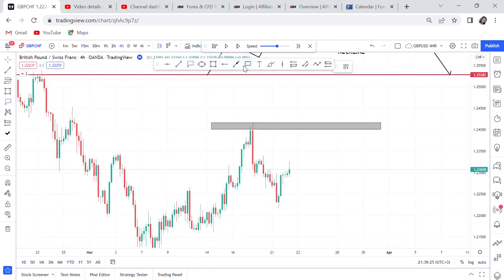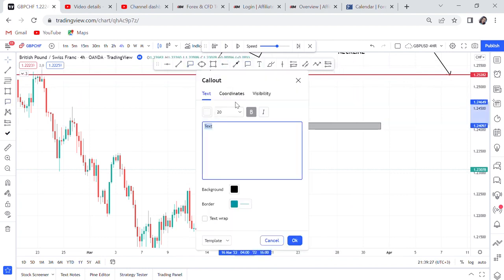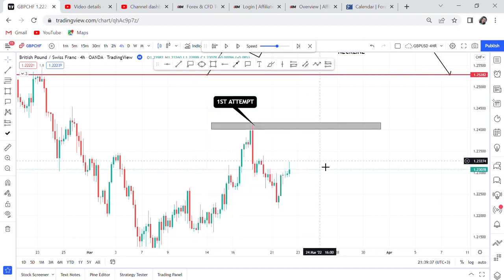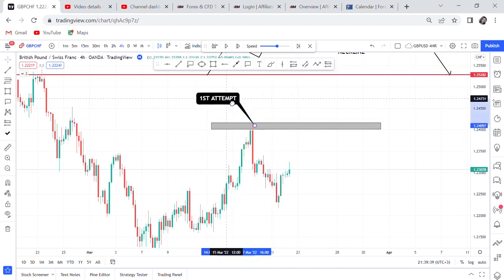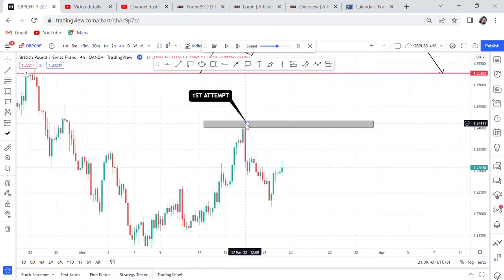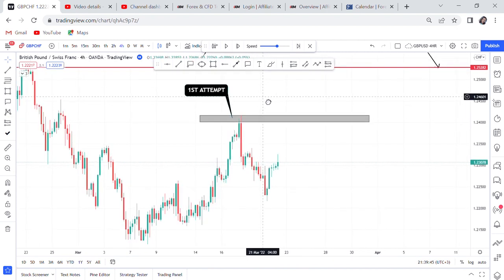So we are anticipating. You have to anticipate for a double top. Nobody will tell you that now it is a double top. Anticipate, because if you see it already printing, it means you have missed the chance. So we anticipate double tops before they even happen. So that's our first top, which is the first attempt.